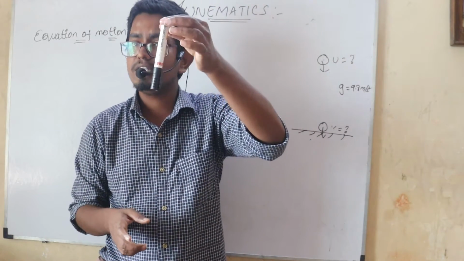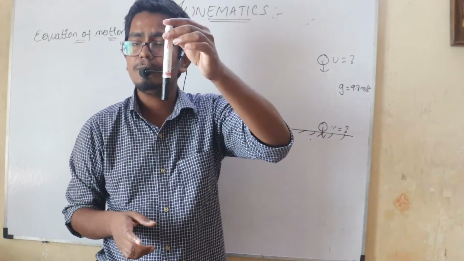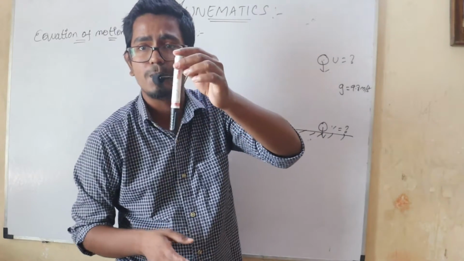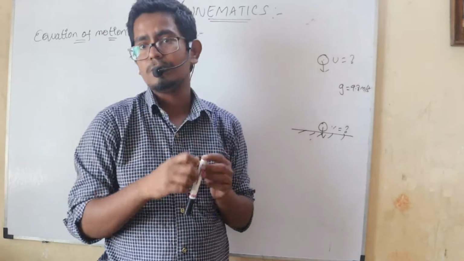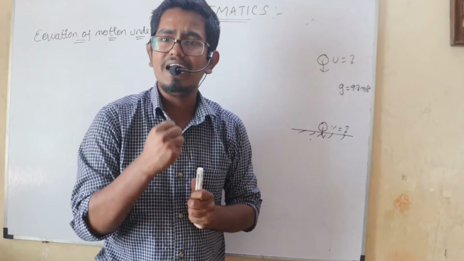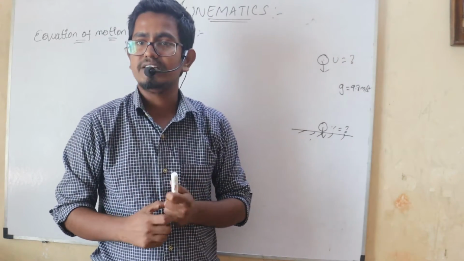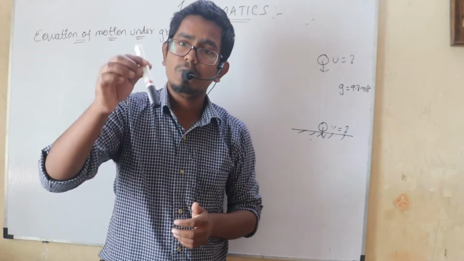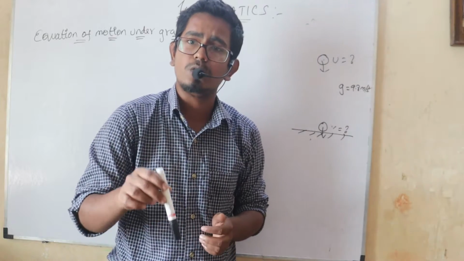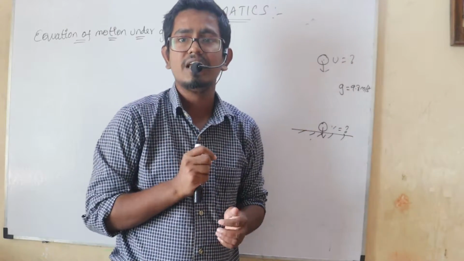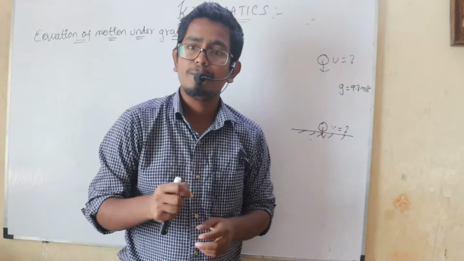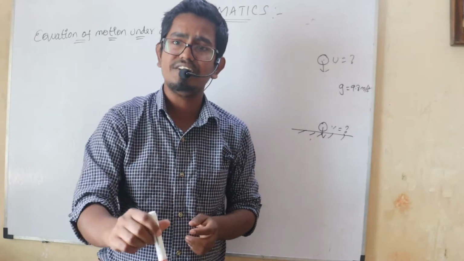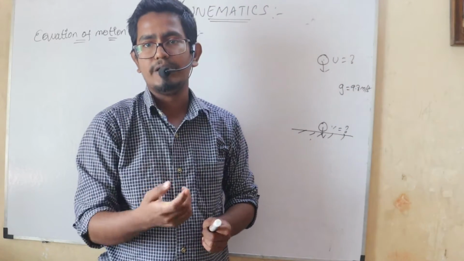Why is it that even though I am not giving any initial velocity to this marker, it is falling down? It is because gravity is pulling it down, and it is going to strike the ground with some velocity v, and my initial velocity will be 0 in that case. The body which is falling freely under gravity is known as a freely falling body.